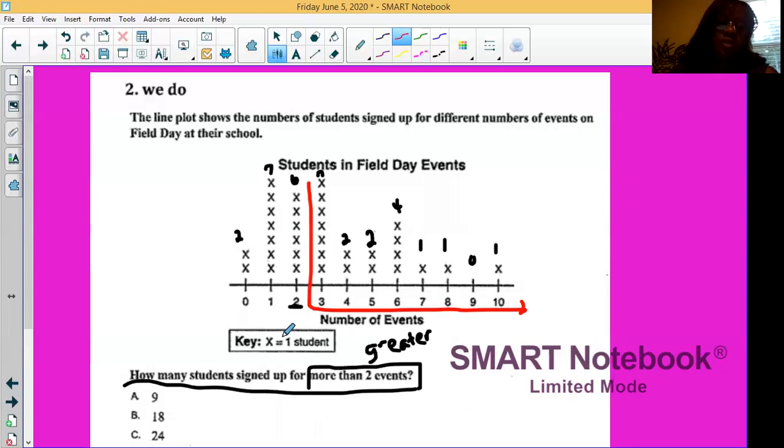And remember, each X stands for a student. And we've already put the number of students above each X. So you need to figure out what your final answer will be. Okay, I'll give you a few minutes to do it.